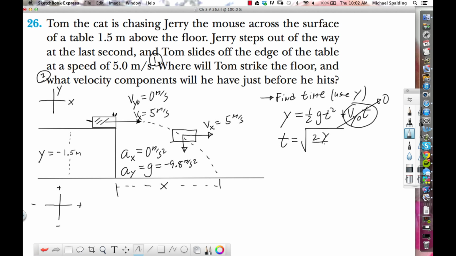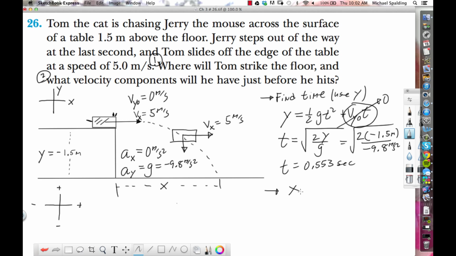So now you take that and solve for t. That's going to be 2y over g. And now we plug numbers in: 2 times negative 1.5 over negative 9.8. The negatives cancel, and we get a time in the air of 0.553 seconds.